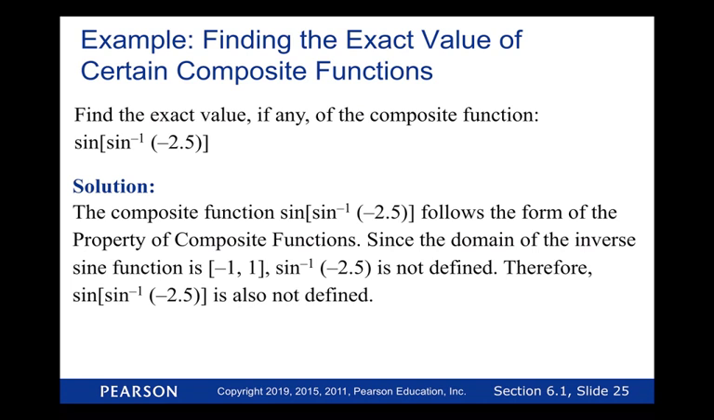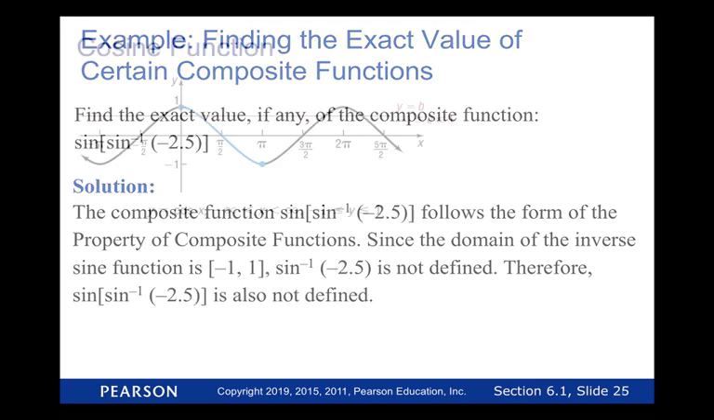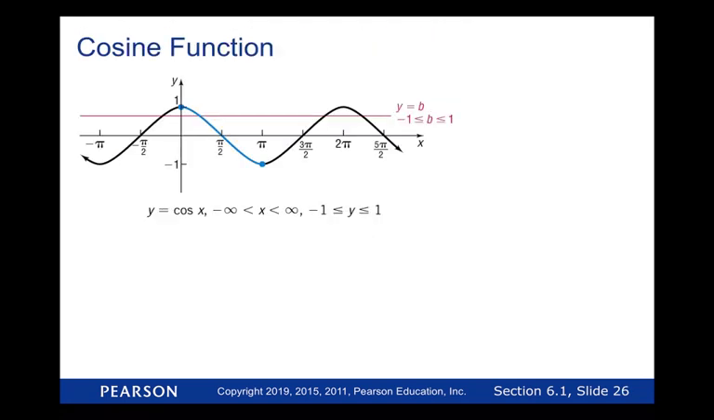So the composite function that we're working with follows from the property of composite functions. Since the domain of the inverse function goes from -1 to 1, inverse sine of -2.5 is not defined. That's outside of our domain of the inverse, so this is also not defined. Does that make sense? Okay, so no solution, or not defined. So that was an introduction to inverse sine.